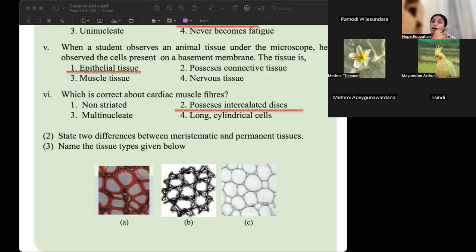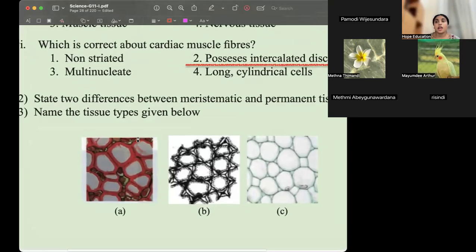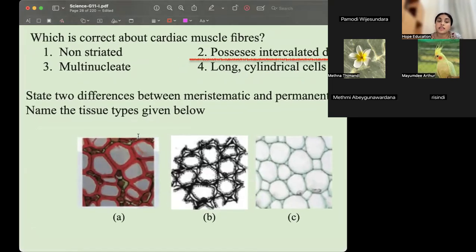Do you remember meristematic tissues have cells without chloroplasts? Permanent tissues generally have cells with chloroplasts, because we're talking about a plant. So these are the differences between meristematic and permanent. Now we have to identify these tissues.